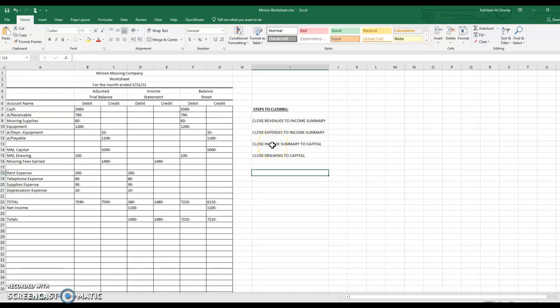Then we're going to close the temporary account itself, the income summary, into capital. And we're going to close the owner withdrawals into capital. By the time we get done, all the revenue accounts should be 0 and ready to go for the next month. All the expense accounts should be 0 and ready to go for the next month. And the capital account should equal your ending capital that was on your statement of owner's equity and on your balance sheet. If they're not, then you might have done your closing steps wrong.